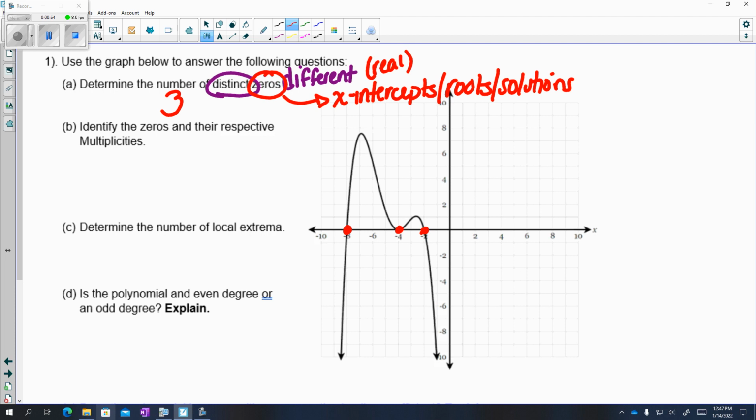Identify the zeros and their respective multiplicities. So when I'm identifying these, I'm going to write them as an x equals. X equals -8, x equals -4, and x equals -2. Remember, multiplicity is the behavior of the graph at the zero.